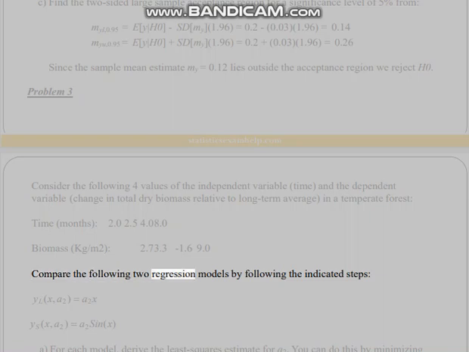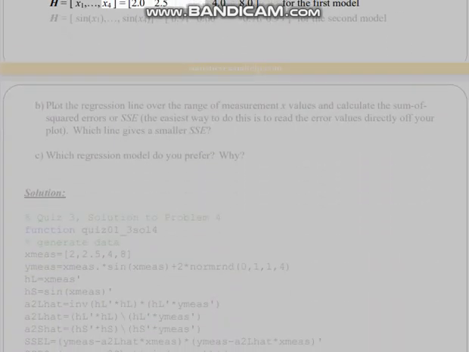Compare the following two regression models by following the indicated steps. Y_L(x) equals a2 x, and Y_S(x) equals a2 sin(x). A. For each model, derive the least squares estimate for a2. You can do this by minimizing the sum of squares error directly or by using the expression a2 equals (H^T H)^-1 H^T y, where H equals x1 through x4, equal to 2.0, 2.5, 4.0, 8.0. For the first model. For the second model, H equals sin x1 through sin x4, equal to 0.91, 0.60, -0.76, 0.99.